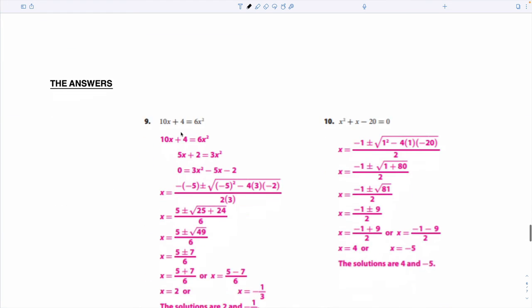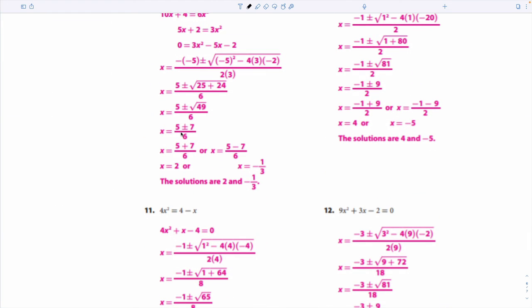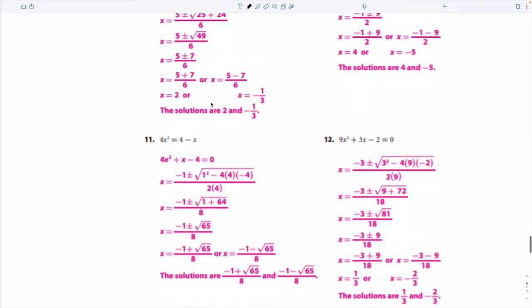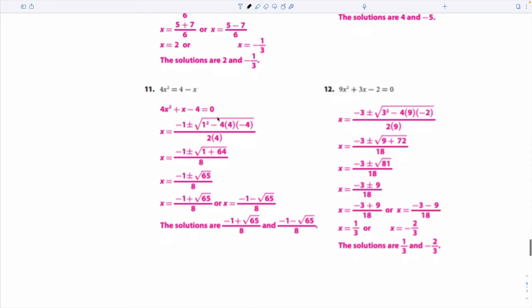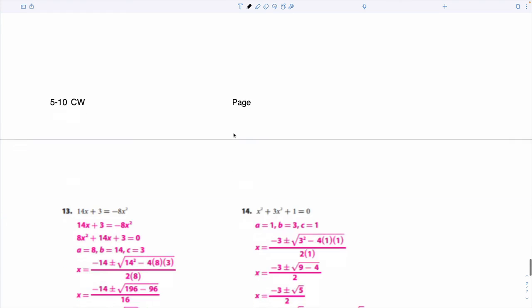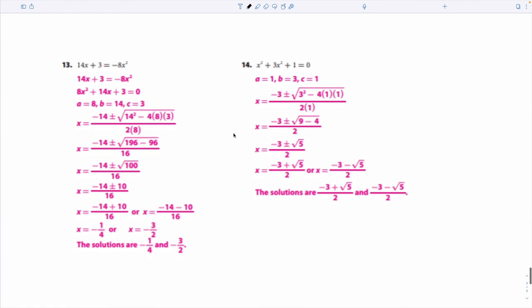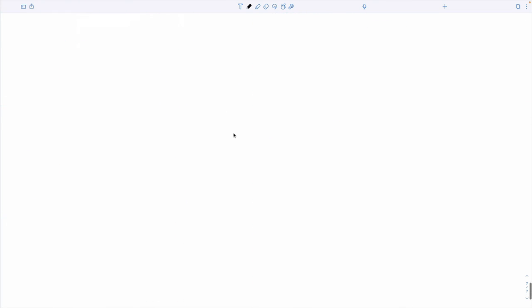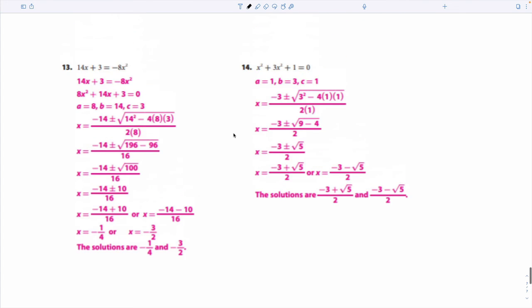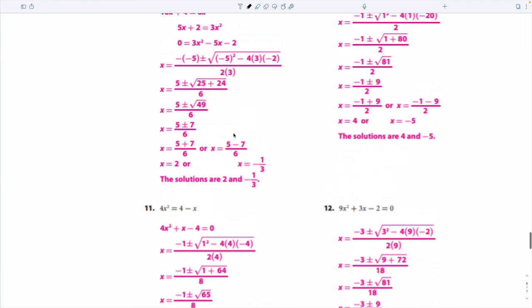I'm going to put the correct answer on the board. It should be good for number 9 and 10. 11 and 12 looks good as well. Yeah, all of these should get the right answer. You don't have any to simplify that you don't know how to do.